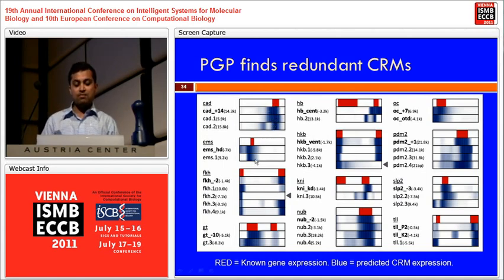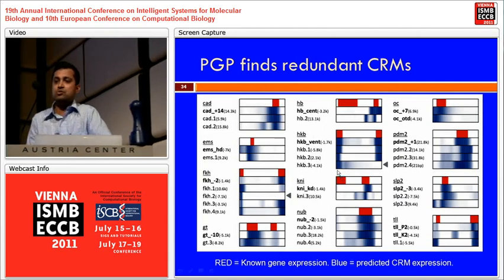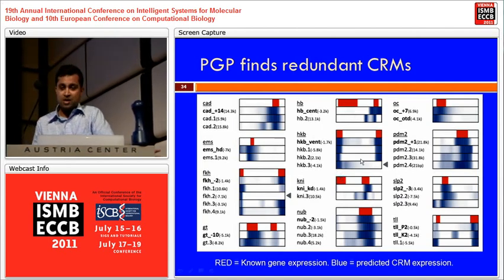And the same theme of multiple CRMs driving the same expression pattern was found in a significant number of genes. So for example, for nubbin here, there were 4 different CRMs predicted that should be driving the same expression pattern. One of them is known, the others are not known yet. And so this theme of redundant CRMs was interesting because of the recent reports of shadow enhancers in the Drosophila community, exactly this phenomenon.